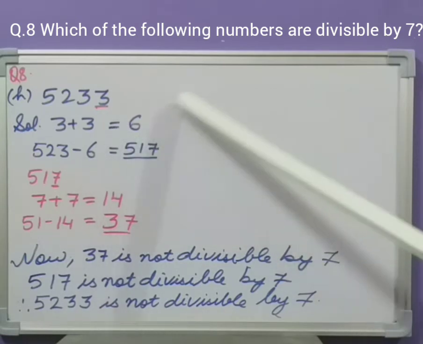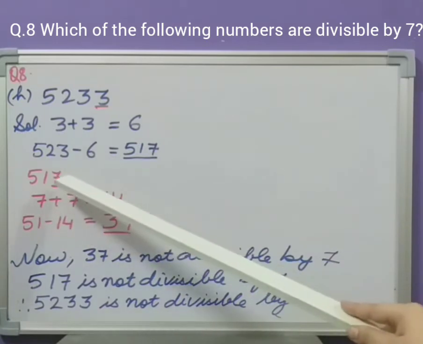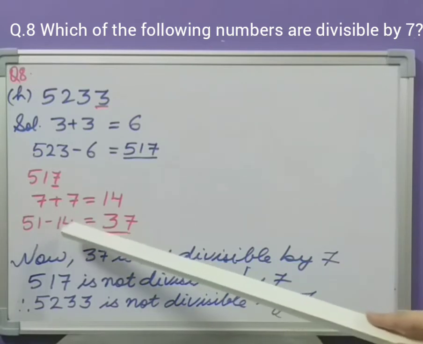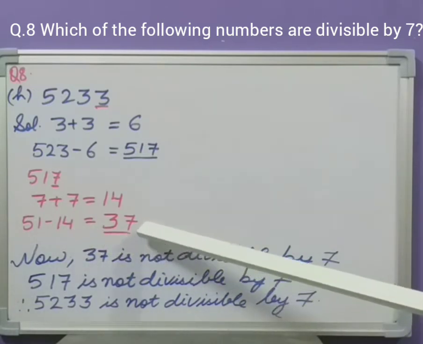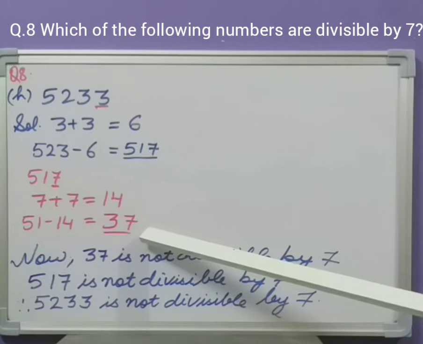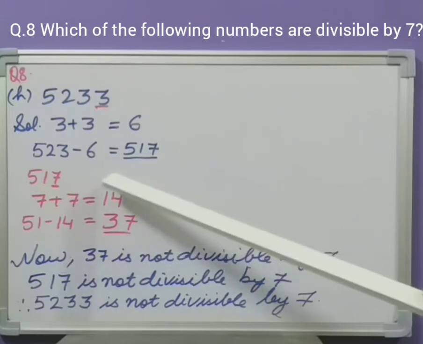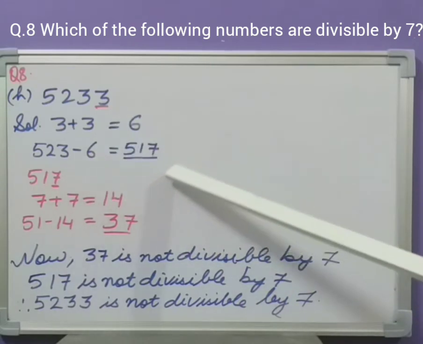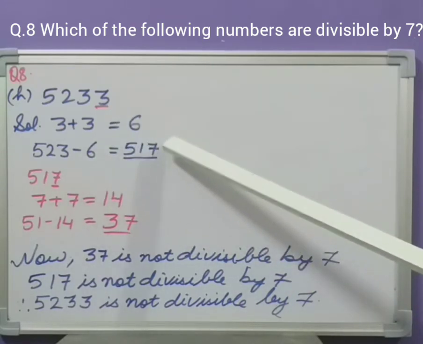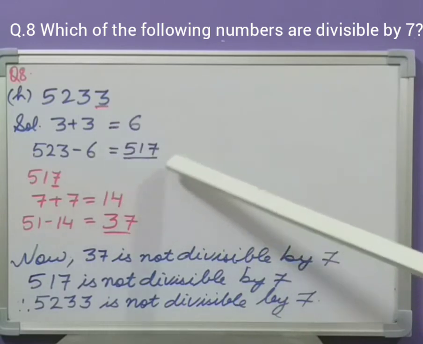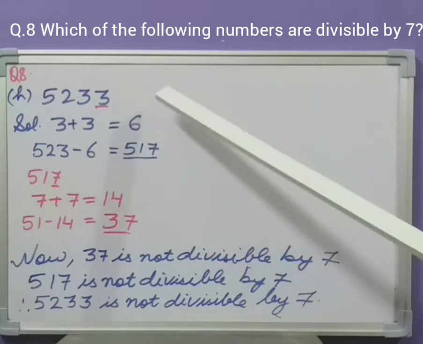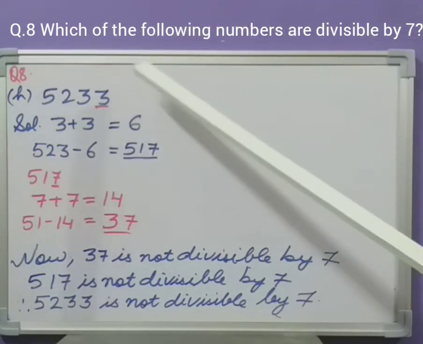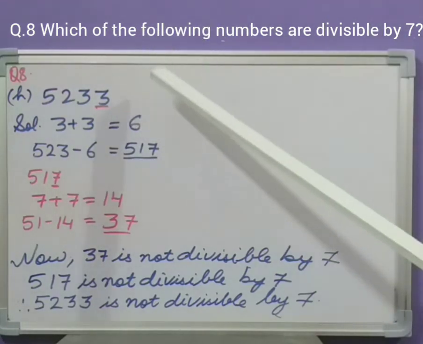Again we can follow the same steps, that is double the ones digit, 7 plus 7 gives us 14. Then 51 minus 14 gives us 37. Is 37 divisible by 7? No. If 37 is not divisible by 7, then 517 will not be divisible by 7. If 517 is not divisible by 7, therefore the whole number, that is 5233, is not divisible by 7.